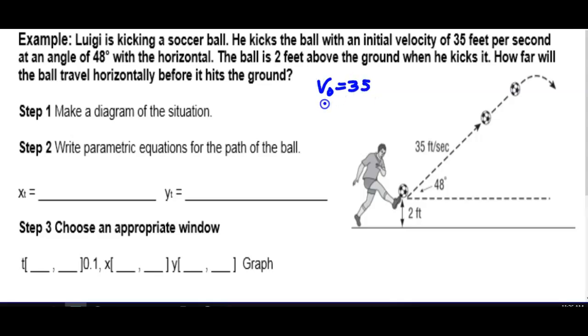And the angle theta is 48 degrees. Make sure you put those two in the right spot. I've seen students get those backwards. So the x equation from your notes, let me see.